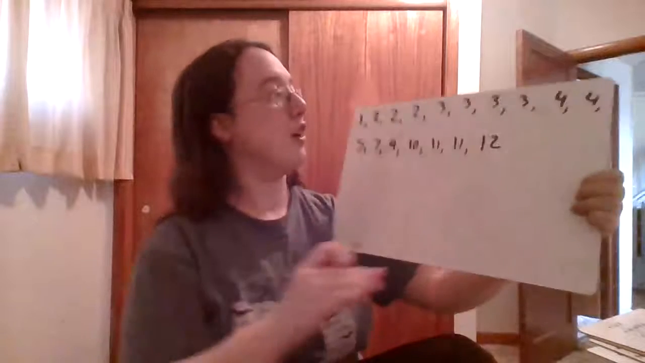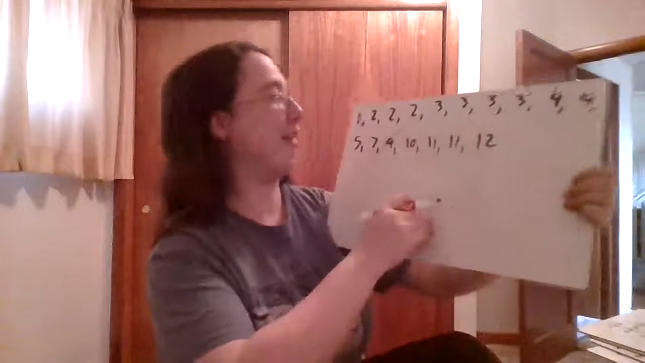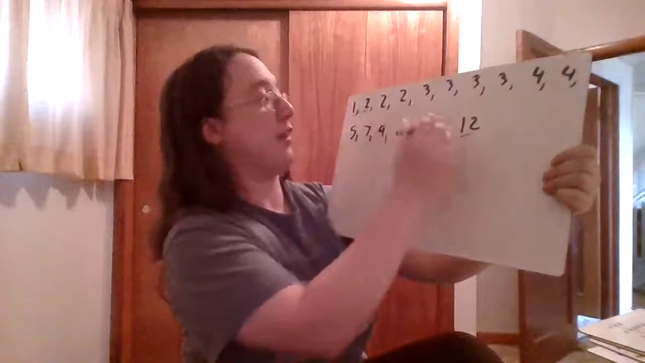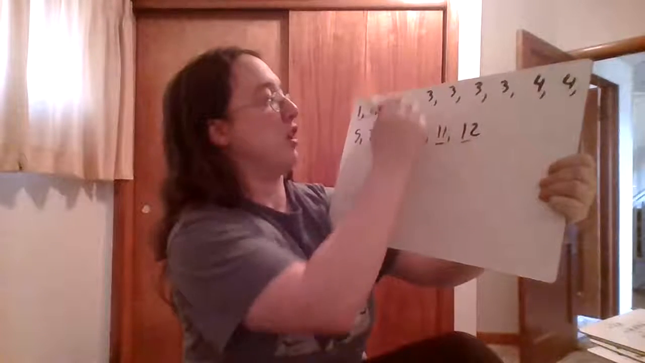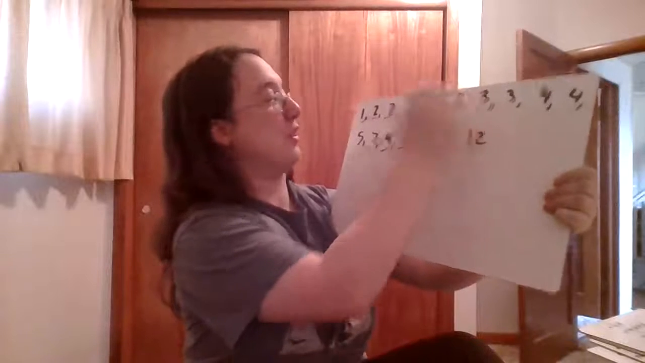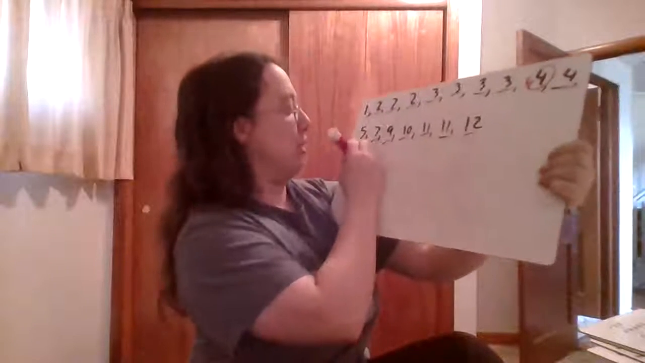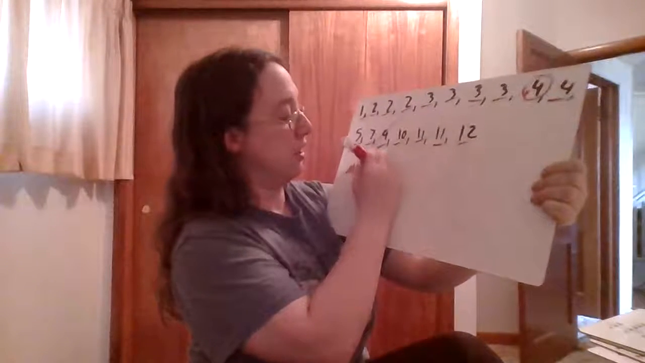Okay, so now we can actually go and find our median. Our median is the one in the exact middle, so I'm just going to cross off not these, not those, not those, not those, not those, not those, not those, not those. Oh, hey look, it's 4. So our median is 4.